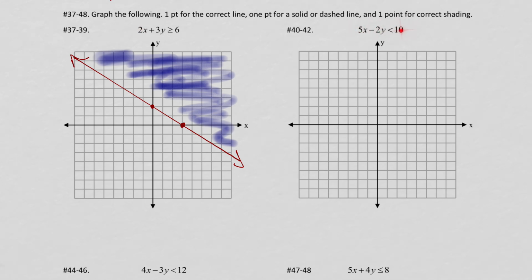Because 5 and 2 both go into 10, I'm going to use the intercept method. If I cross the y out, x is 2. So I put a dot on 2, let me do that with a smaller dot. Okay. And then if I cross out x, negative 2y is 10, so y is negative 5. I'll put a dot on negative 5. This is a dashed line because there's no equals here.